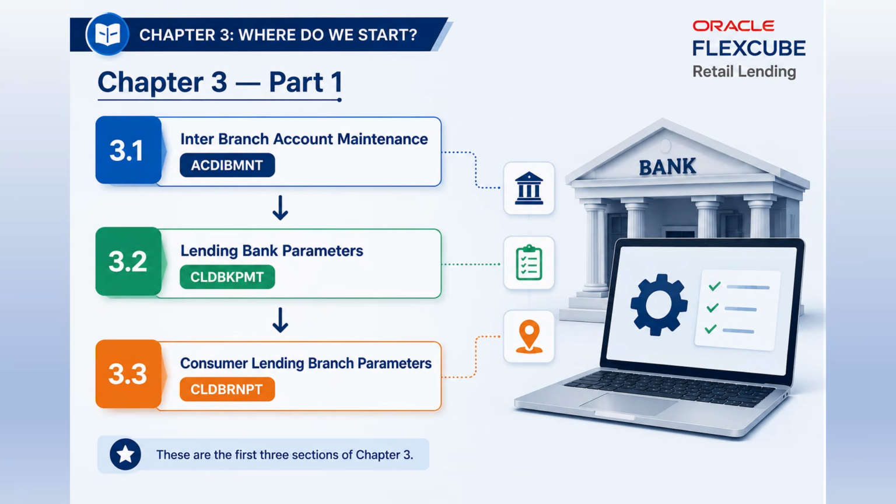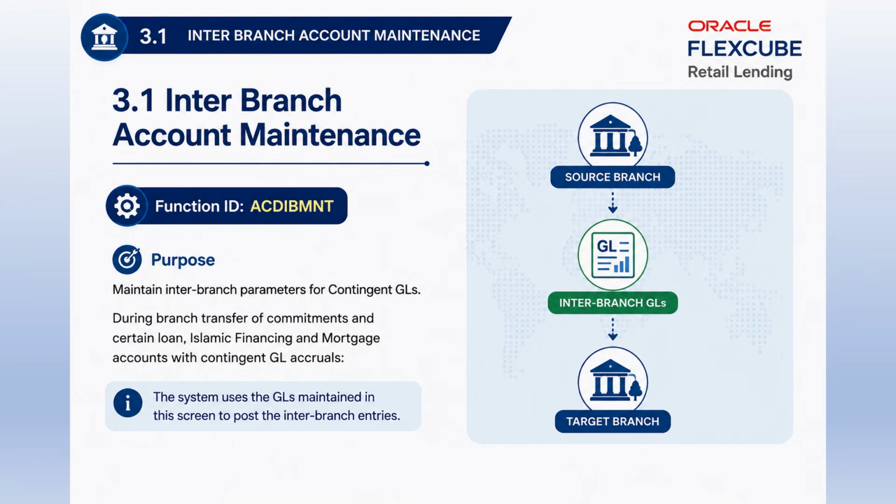The section sequence is directly reflected in the manual. Section 3.1 covers Interbranch Account Maintenance. The function ID is ACDIBMNT. This screen is used to capture interbranch parameters for Contingent GLs. During branch transfer of commitments and for loan, Islamic financing, and mortgage accounts where there is accrual for Contingent GLs, balances can be transferred from the Contingent GL of one branch to another.